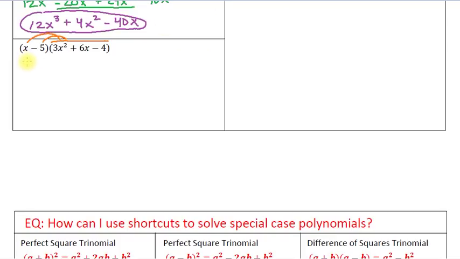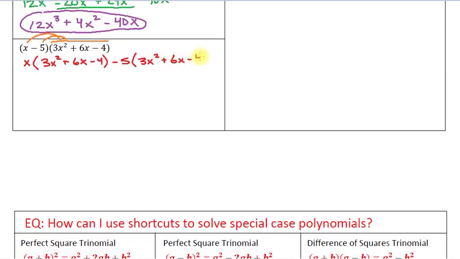So we're going to take our first term of our first binomial, x, and that's going to get multiplied by 3x squared plus 6x minus 4. And then we're going to take our second term, that's actually negative 5, and we're going to multiply it by that whole trinomial.